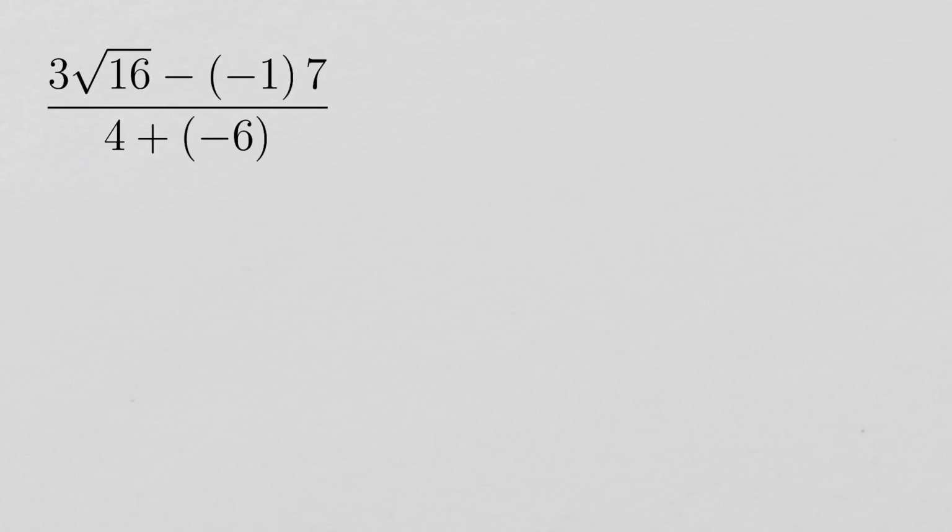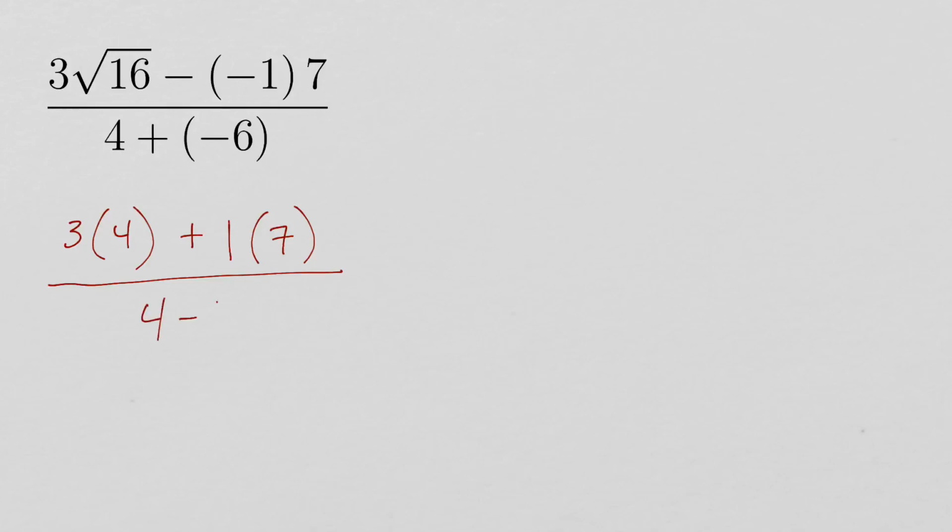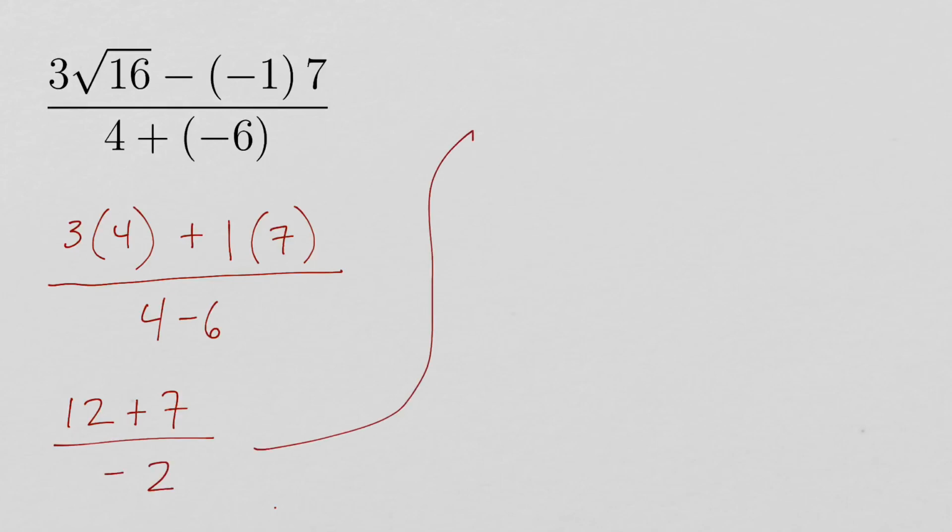Okay, square root of 16 is 4. So up top we have 3 times 4, minus negative is a plus 1 times 7, over, we have 4 plus negative 6 is a 4 minus 6. Okay, so now up top we have 12 plus 7 over negative 2. That's going to give us 19 over negative 2. And let's bring that negative out. So we have negative 19 over 2.